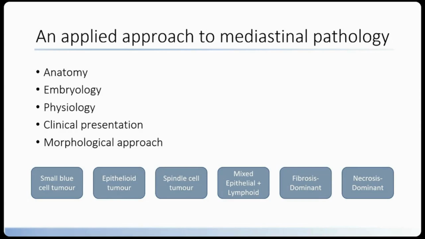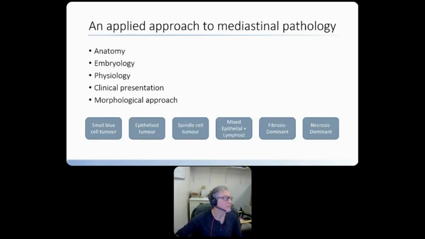Hopefully this has given you a bit of a flavor. As I've said before, my aim was not to give you an exhaustive list, but to provide you with an architecture and a context of how to begin to feel slightly less daunted by dealing with mediastinal lesions. It's important to think about the anatomy, embryology, physiology, and the clinical presentation, which I cannot emphasize enough. Then by using a morphology-based rather than a diagnosis-based approach, it will start to guide you in the right direction in what I think is a really fascinating but quite challenging area of pathology.